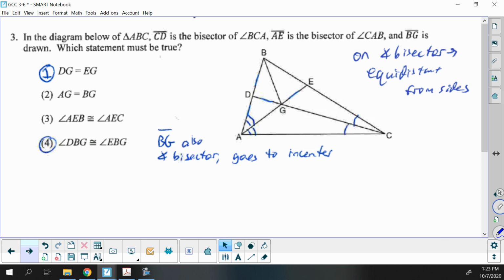All right, so we have angle bisectors here. They told us AE and CD were angle bisectors. So that's where those angles marked with 1 mark and 2 marks come from. Well, notice they are meeting at point G. So G must be the incenter. Well, if G is the incenter, that means that BG must also be an angle bisector because it's also meeting at G. If BG is an angle bisector, that means angle DBG and angle EBG would end up being the same.